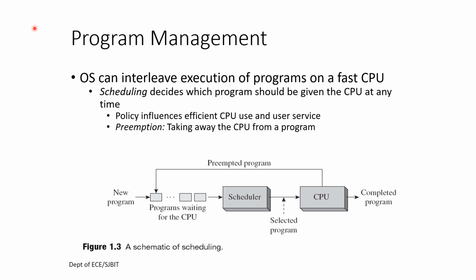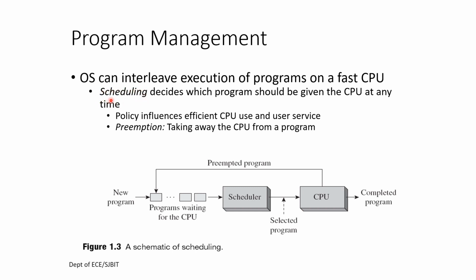Since many programs exist in the system at any time, the OS performs a function called scheduling. Scheduling decides which program should be given to the CPU at any time, the selection of the program for CPU execution next. You have to remember this term, scheduling, because in this subject we will keep talking about scheduling and resource management.